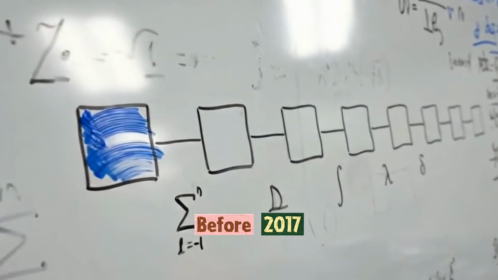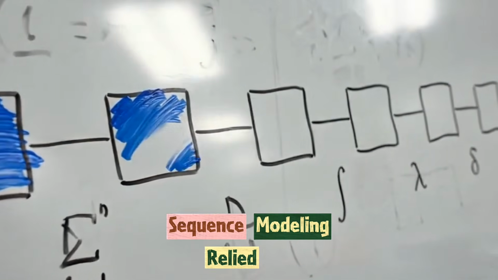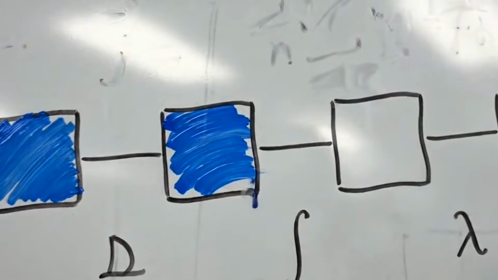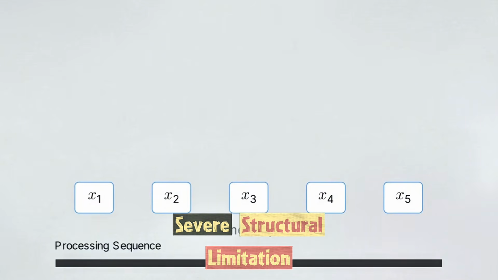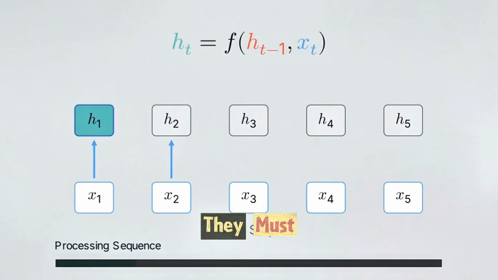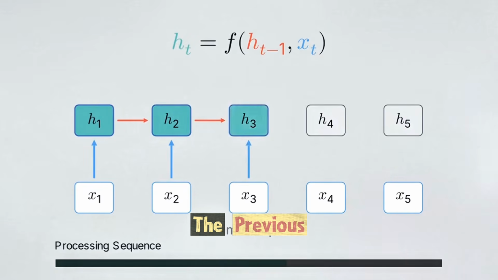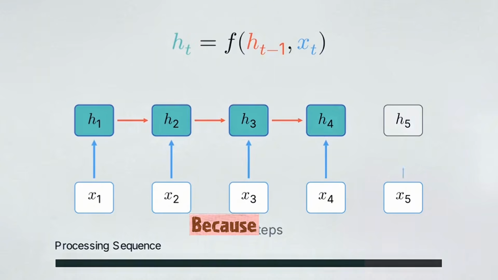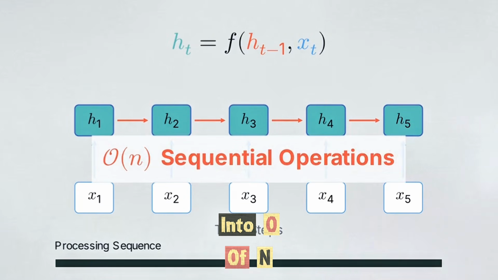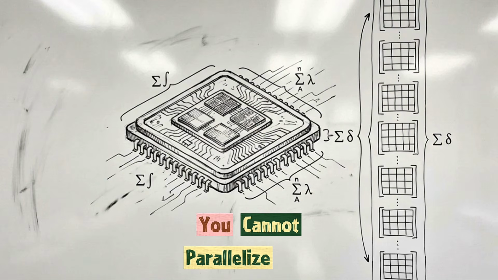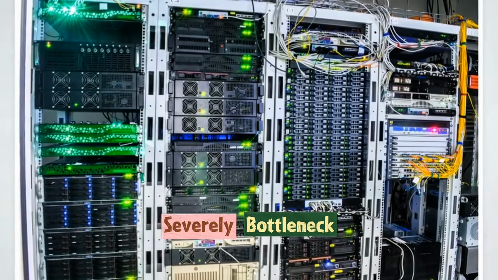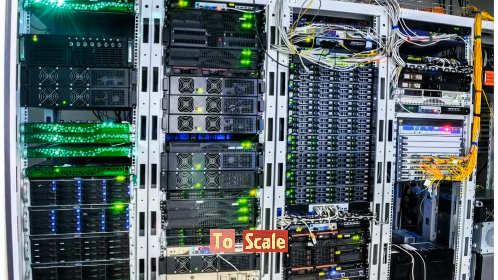Before 2017, the dominant approach to sequence modeling relied on recurrent neural networks, or RNNs, and long short-term memory networks. These models possess a severe structural limitation. They factor computation along time steps. To process a sequence, they must generate a hidden state as a function of the previous hidden state and the current input. Because each step depends on the completion of the one before it, the process is locked into O(n) sequential operations. You cannot parallelize the training within a single example. As sequence lengths grow, memory constraints severely bottleneck the ability of modern GPU hardware to scale these models.